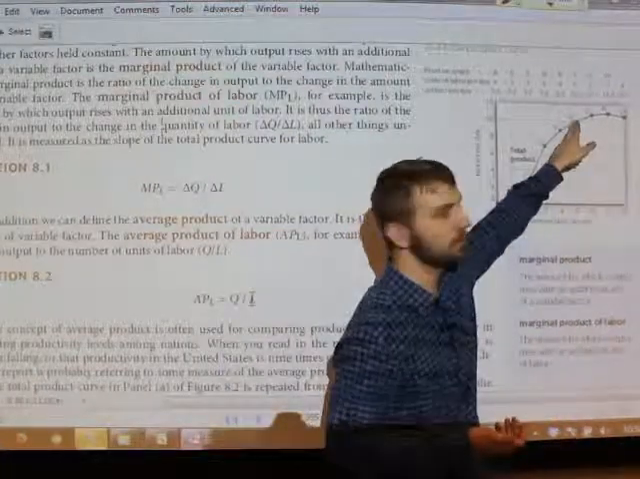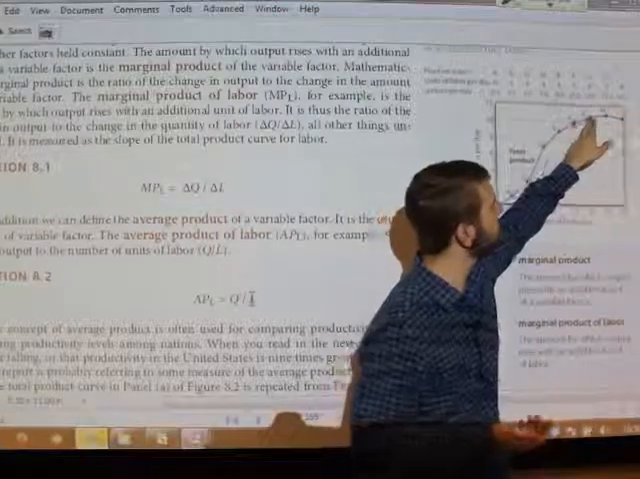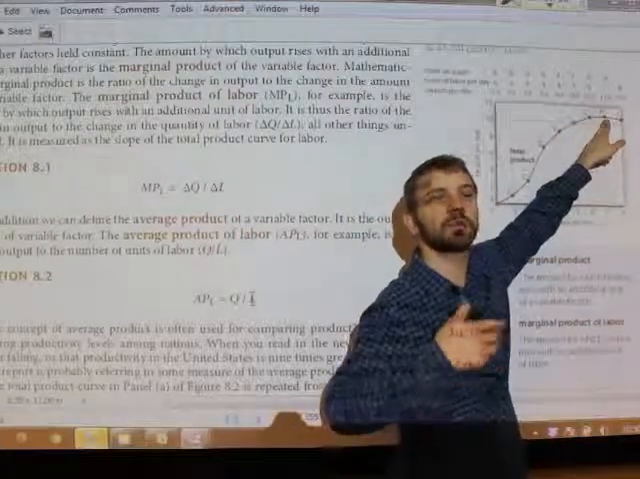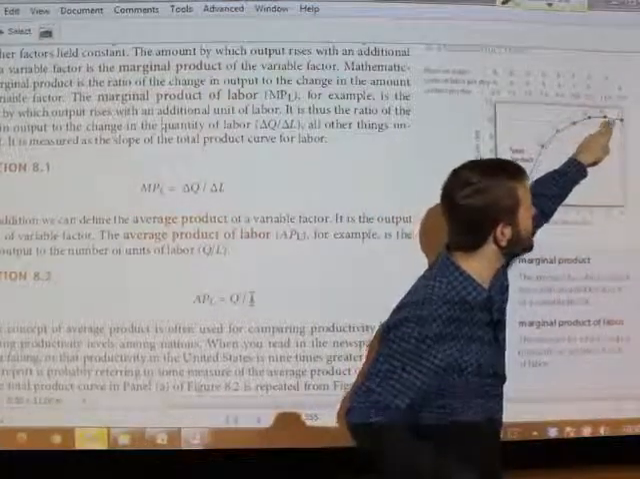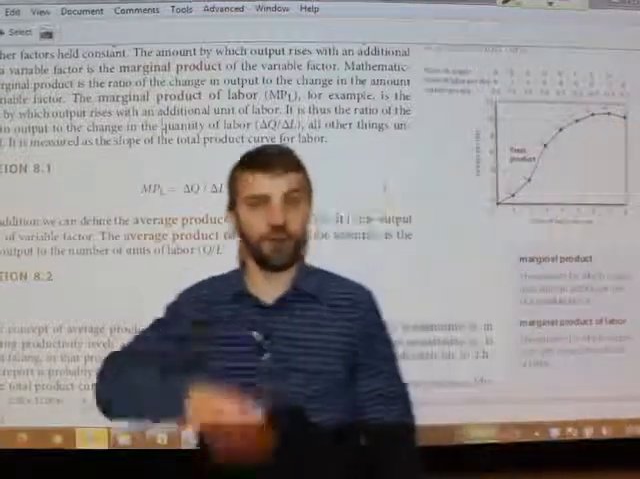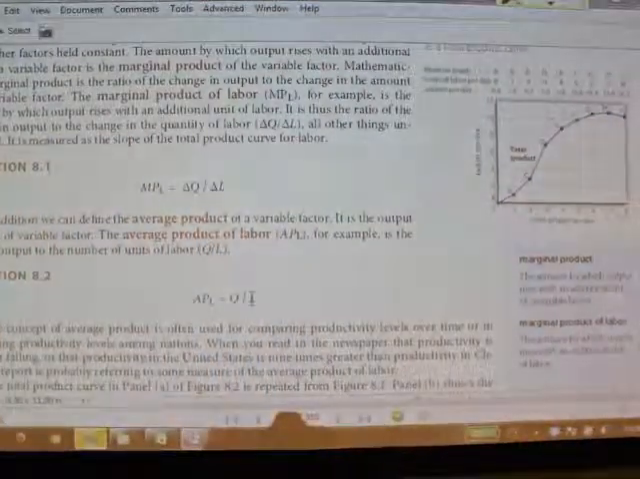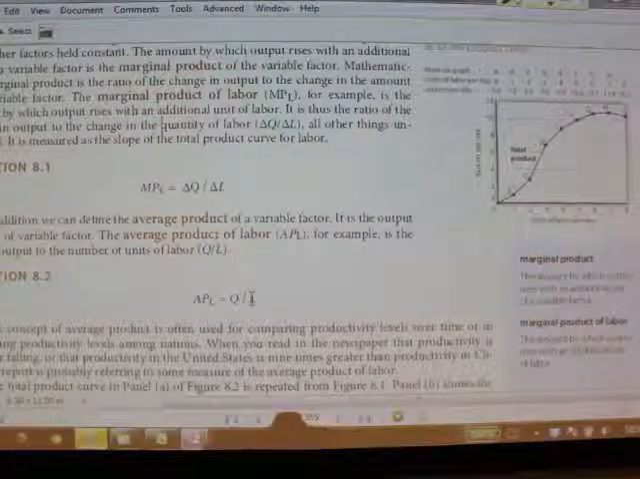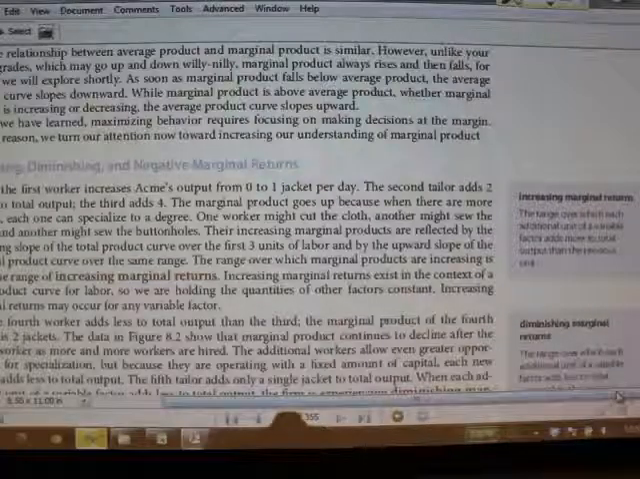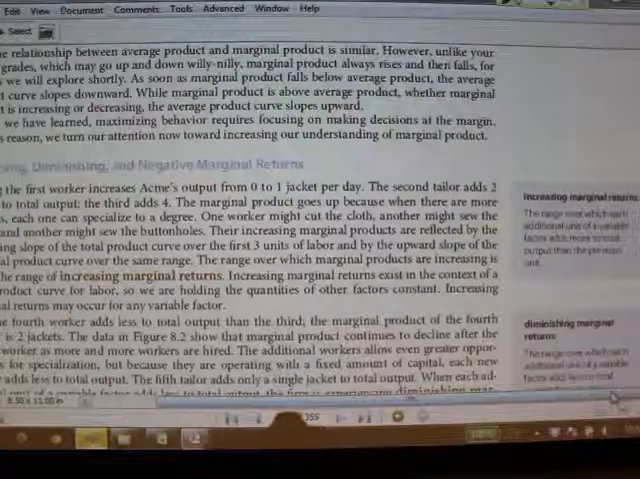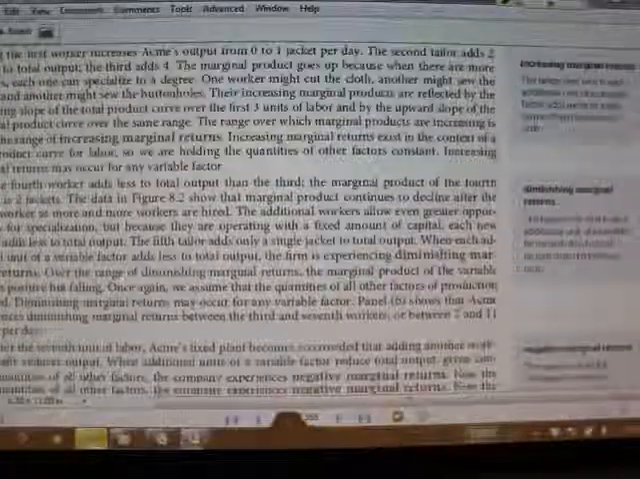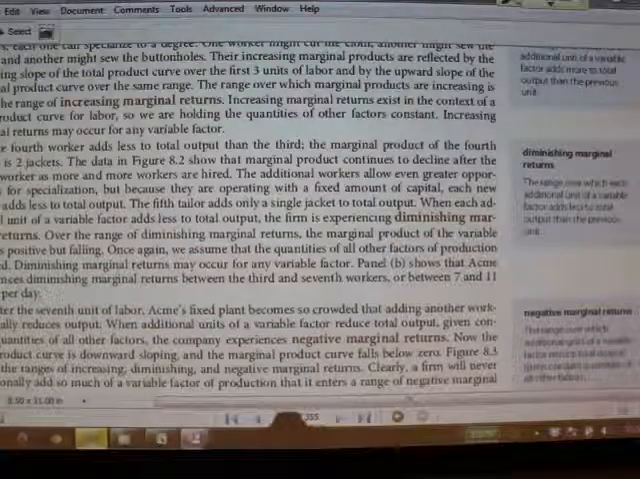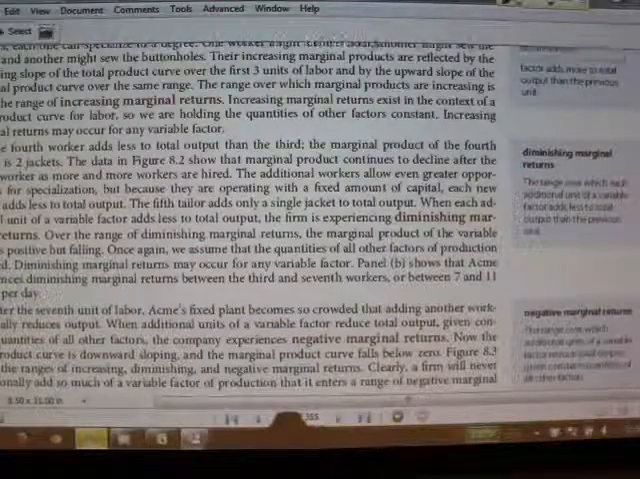Adding the 5th worker, we still get more output, and the 6th worker and the 7th worker continue to increase output. But what happens when we hire the 8th worker? Output actually falls. And so that means you would never want to hire the 8th worker, right? You never actually hire someone to make your output go down. So we've spoken about increasing returns, diminishing returns, and negative returns. I was just highlighting these 3 concepts for you in the context of our jacket example.